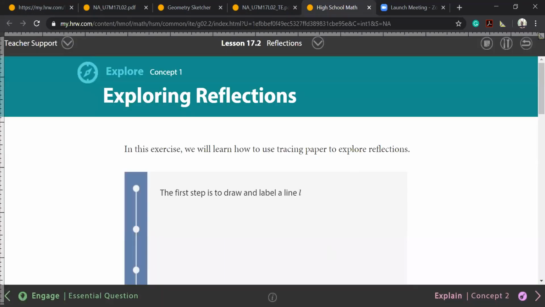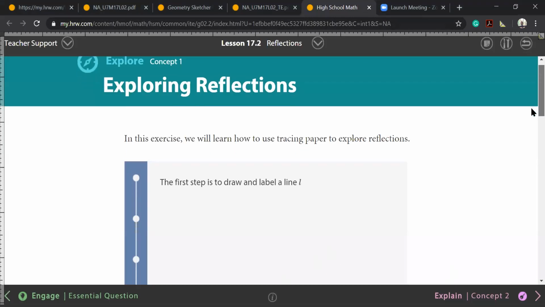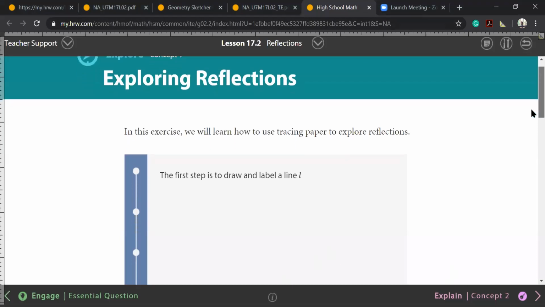Okay. To continue exploring, I don't need you to do anything, just understand this page with me. In this exercise, we will be learning how to use the tracing paper. We don't have tracing paper, we are just exploring reflections.